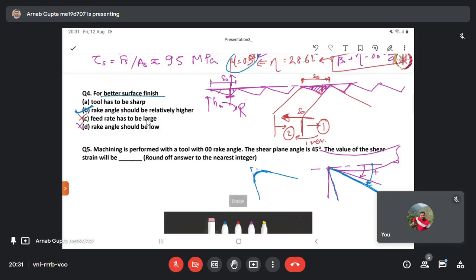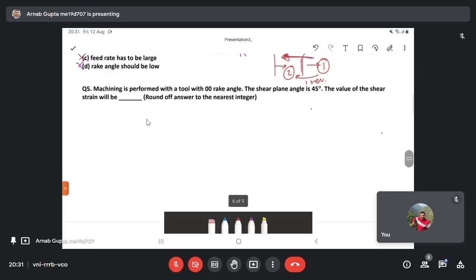Okay. This is the last question for today's session. This numerical: machining is performed with a tool at 0 degree rake angle. So gamma is 0 degree. The shear plane is at 45 degree. The value of shear strain.